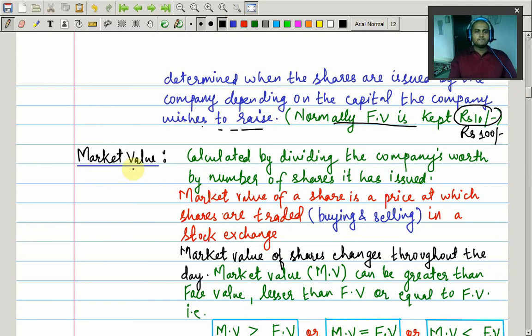What do we mean by market value? Calculated by dividing the company's worth by the number of shares it has issued.